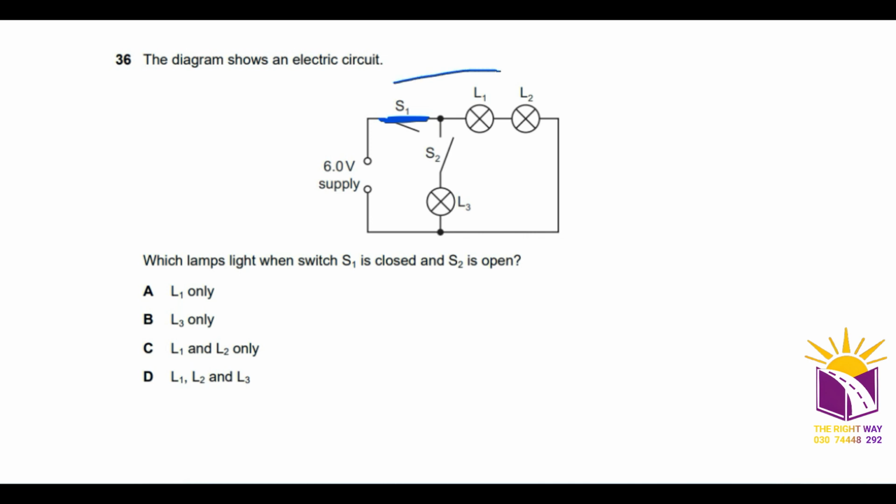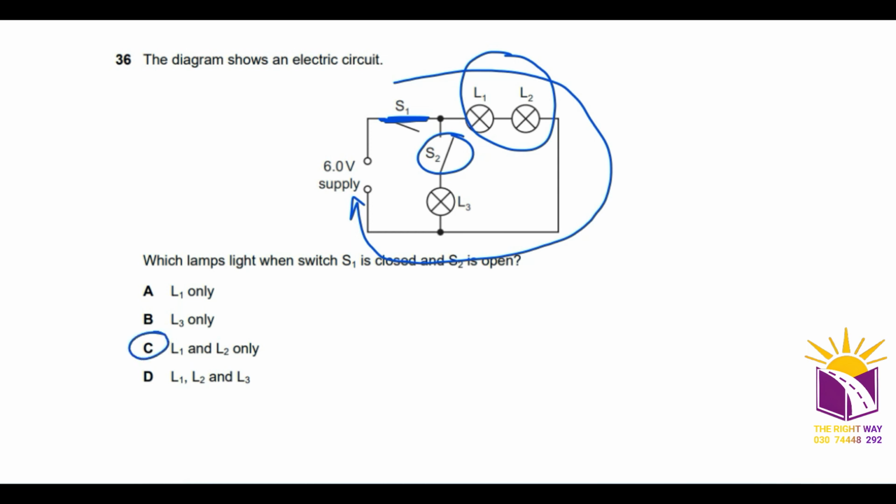So my current will flow from here to here. From the supply the current is passing through L1 and L2. No current is passing through L3 because this circuit is open. So which lamps are going to glow? L1 and L2 only.